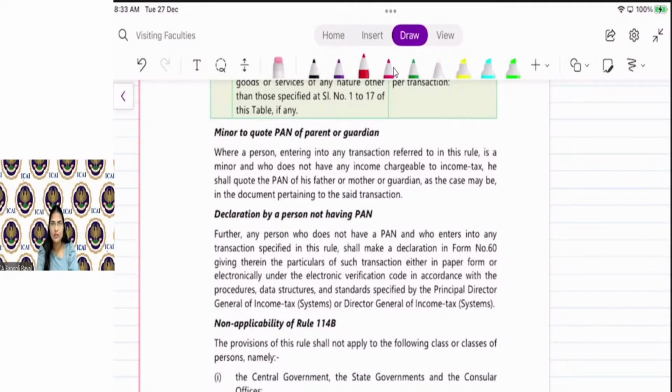Up till now, everyone clear? Yes or no? Everyone clear up till now?